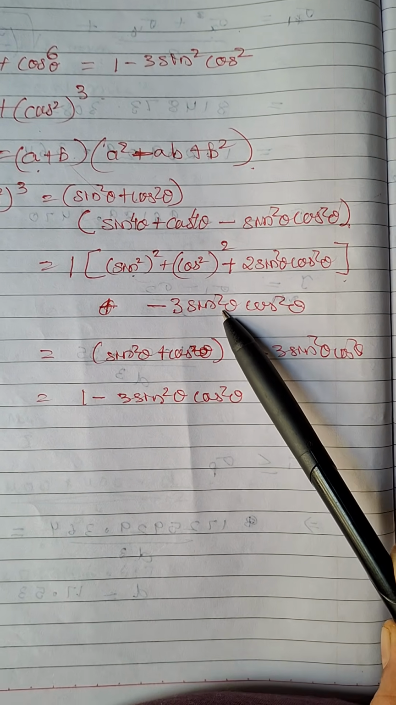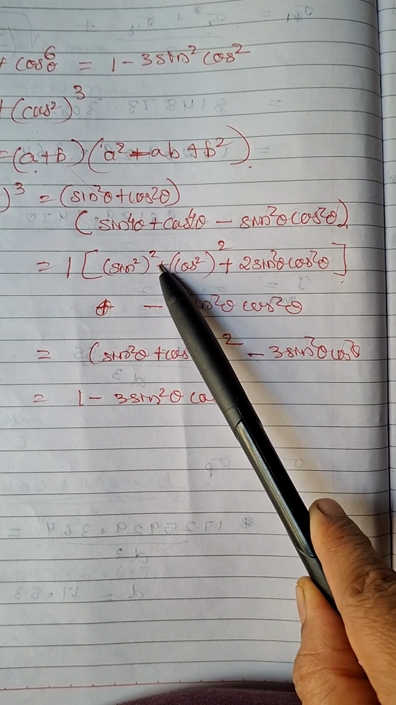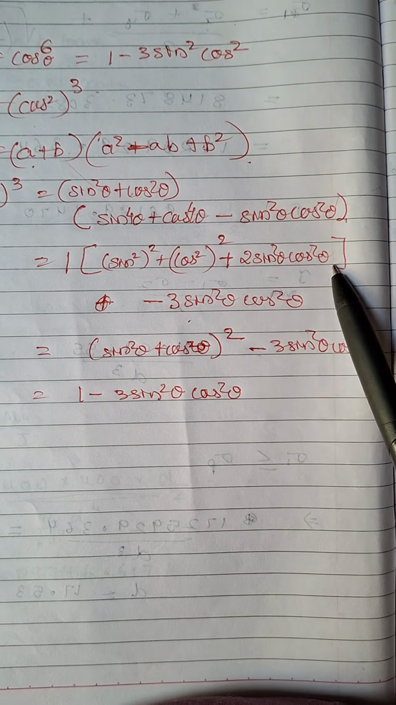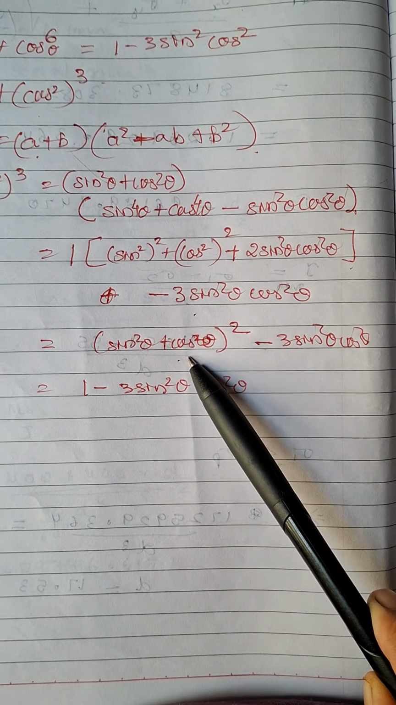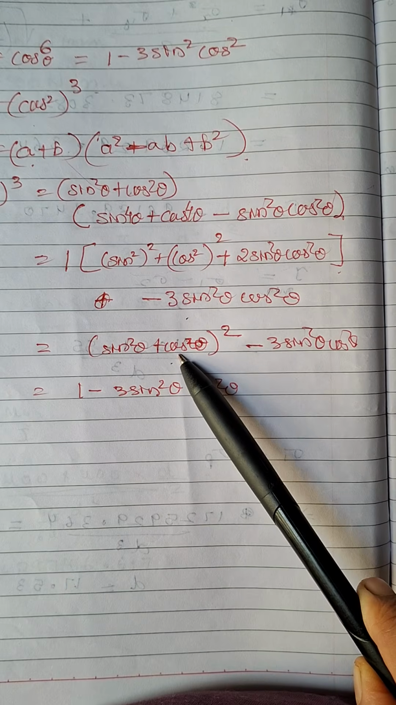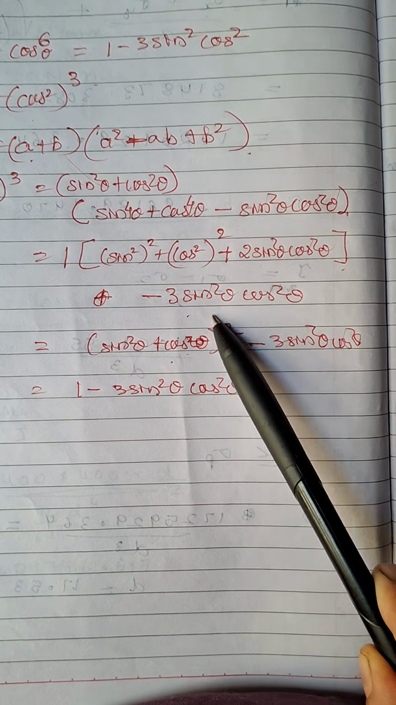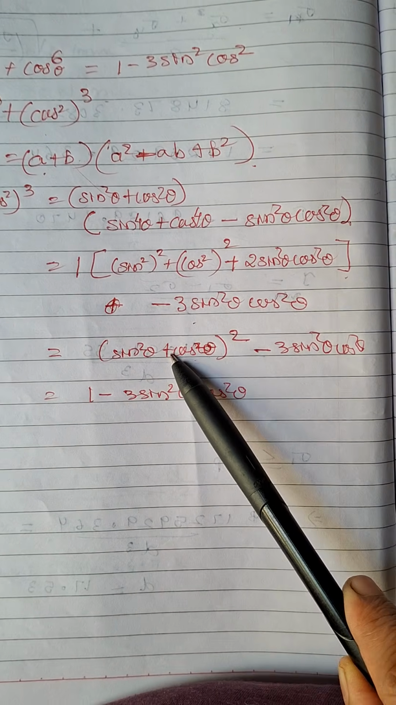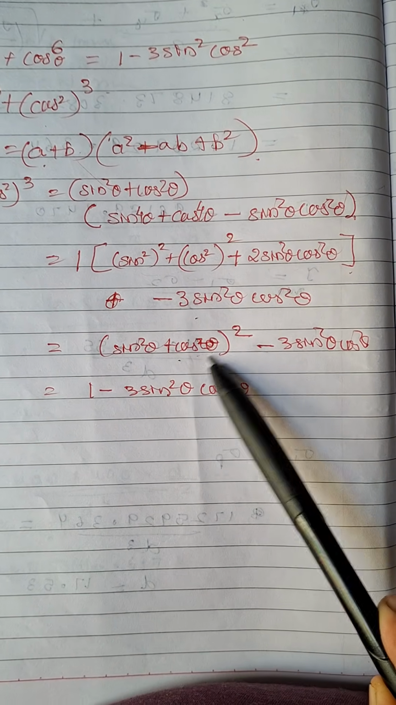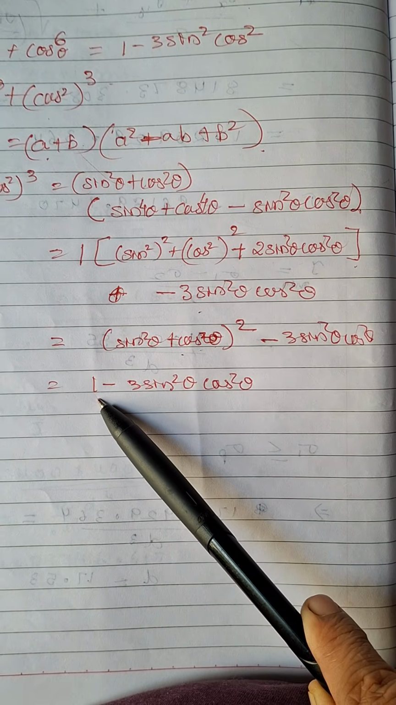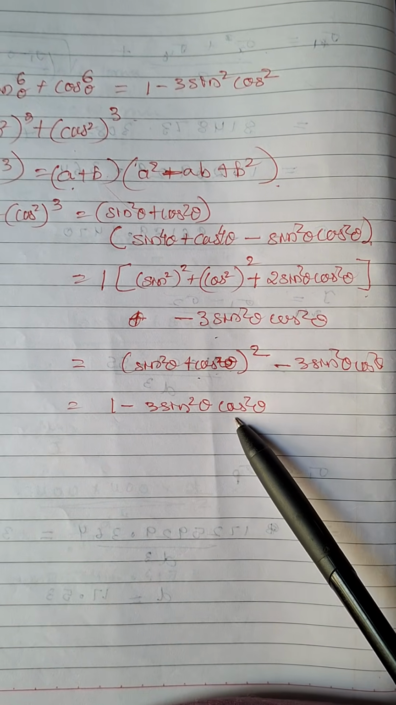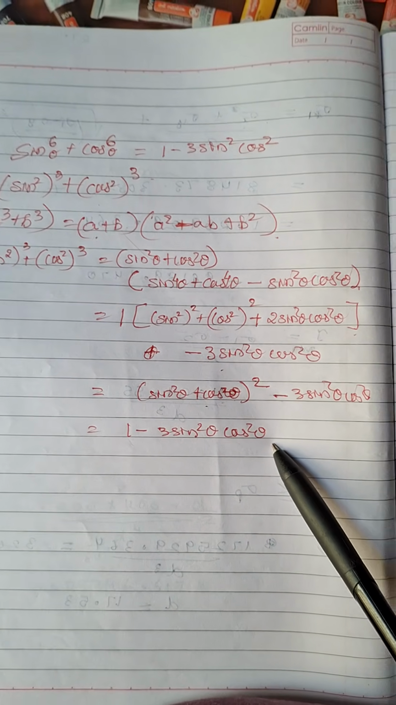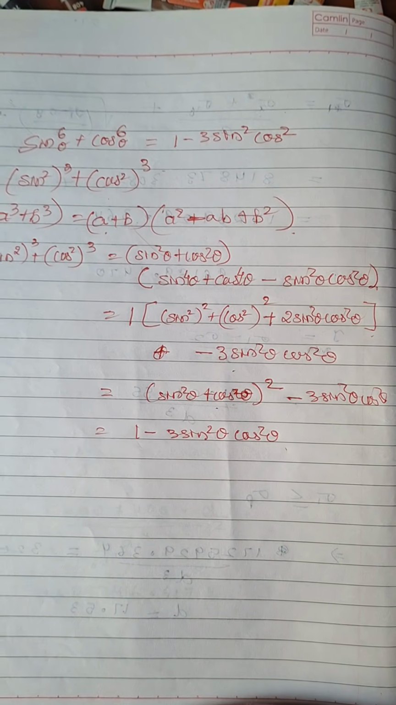That is a manipulation. So here (sin^2 theta)^2 + (cos^2 theta)^2 + 2 sin^2 theta cos^2 theta will give you a perfect square, which is (sin^2 theta + cos^2 theta)^2, and minus 3 sin^2 theta cos^2 theta will remain as it is. But as you know, sin^2 theta + cos^2 theta is 1, and 1 squared is 1 again, minus 3 sin^2 theta cos^2 theta, which is the RHS. Hope you have understood. If you have any queries, please let me know again.